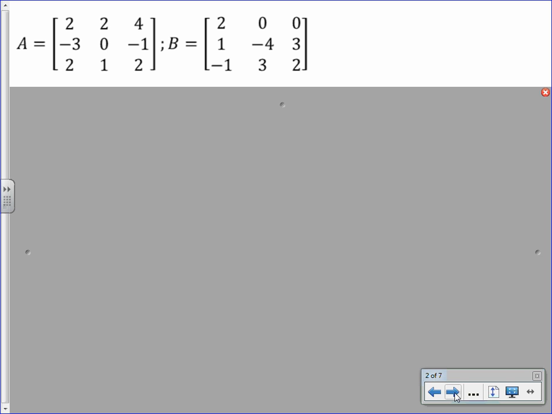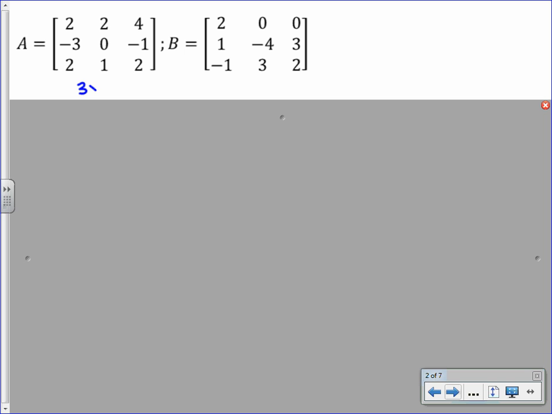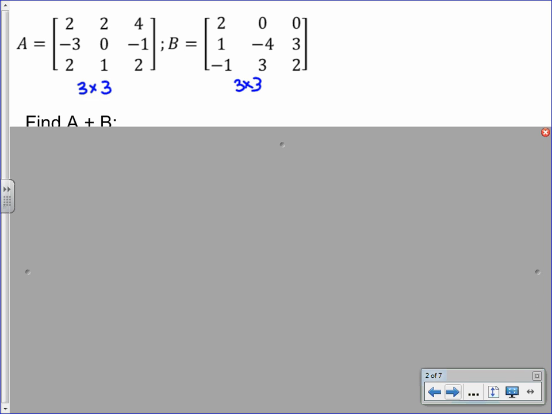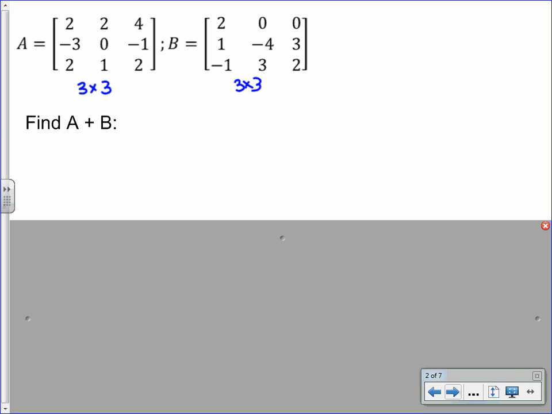What is the order of A? 3 times 3. And what's the order of B? 3 times 3. So are we allowed to add A and B? Yes. They have the same order, so we can add them. So when we add them, what we're going to do is add corresponding entries. So we're going to take 2 plus 2 and 2 plus 0 and 4 plus 0 to get our first row of 4, 2, 4.